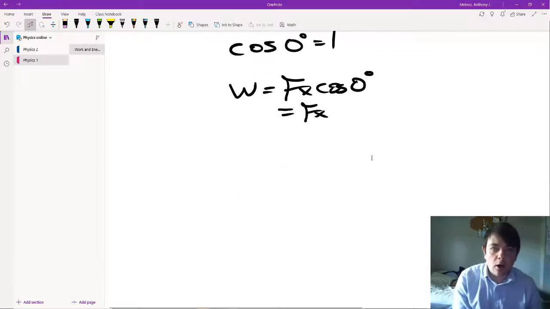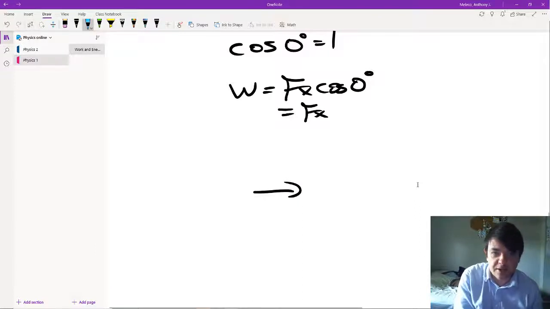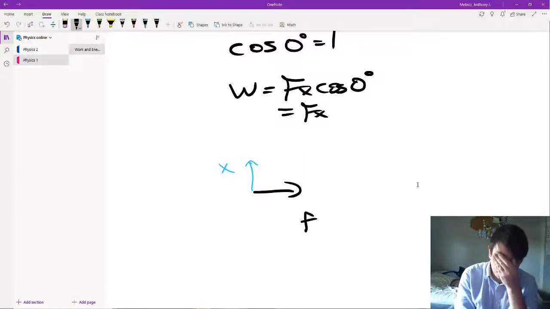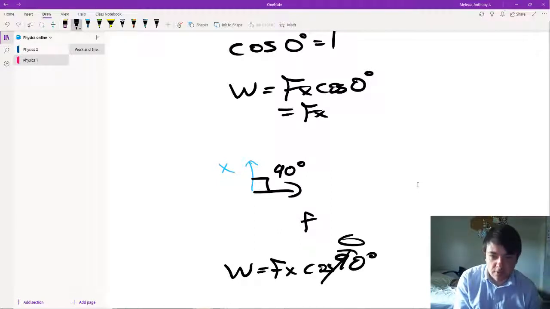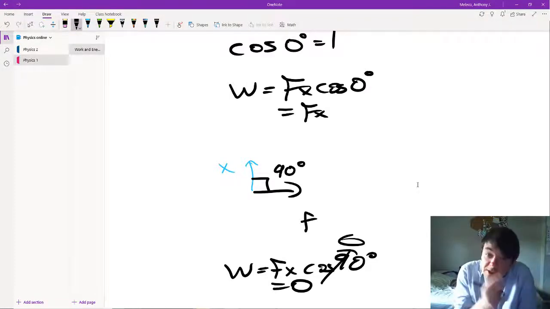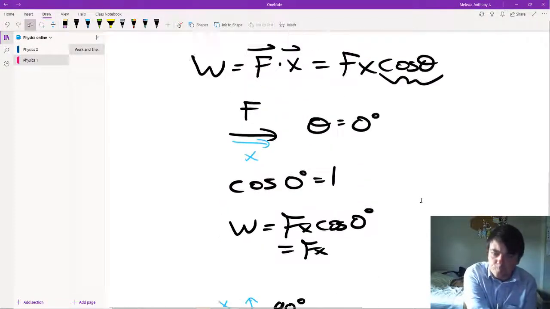Whereas if they are 90 degrees apart, so maybe the force is this way, but your object is moving in the other direction, then it would be cosine of 90 degrees. So then it would be 90 degrees in between them. And cosine of 90 is actually 0. So the work done, there wouldn't be any work done.